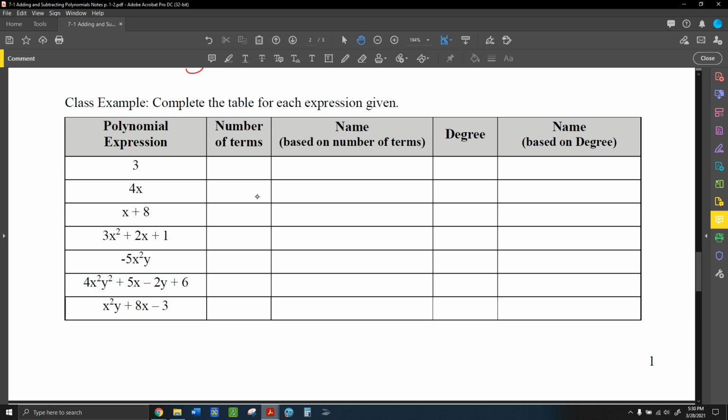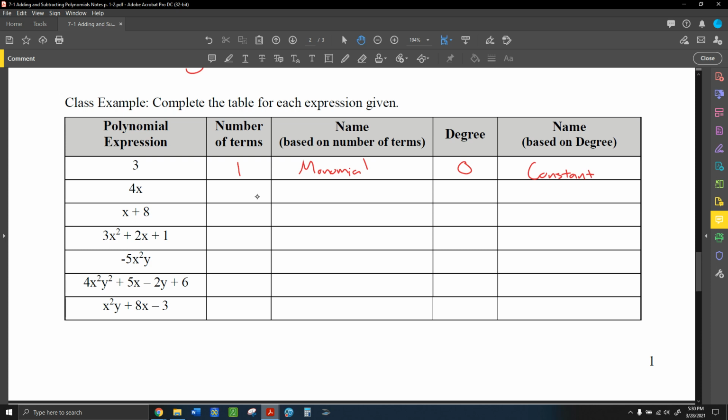This has one term, therefore it is a monomial. The degree, it's a constant term, there's no variable, is 0. So therefore, I already said it, the name, this is a constant.